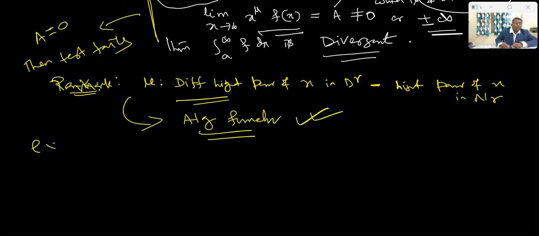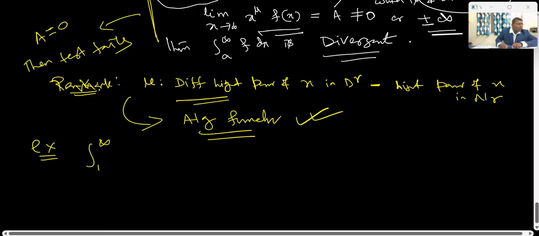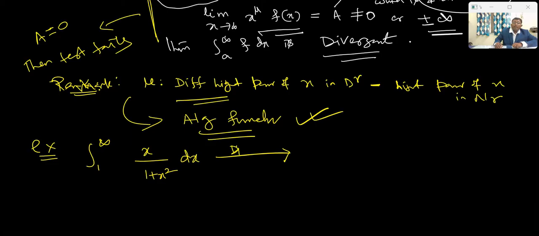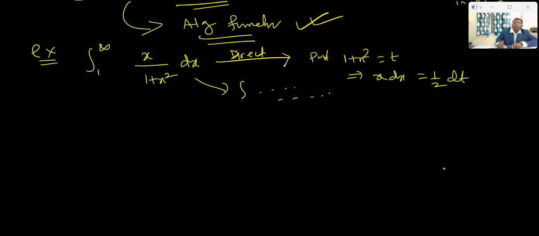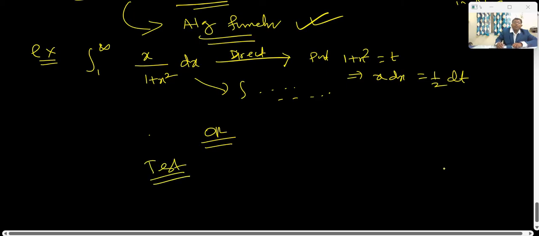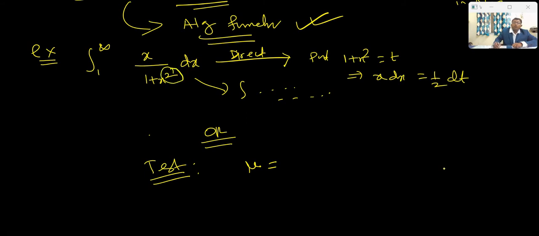Coming to an example, suppose you are given integral 1 to infinity x by 1 plus x square dx. If I ask to integrate it direct way, then you put the denominator 1 plus x square is equal to t. So x dx is half dt. In that way, you substitute it and you go on integrating. But the moment I apply the test here, what is my mu here? The power of the denominator is 2, right?